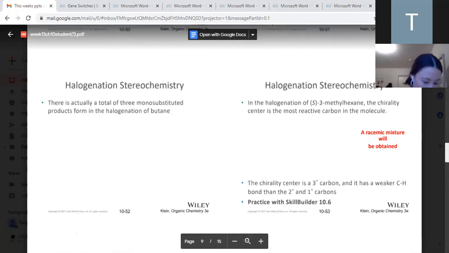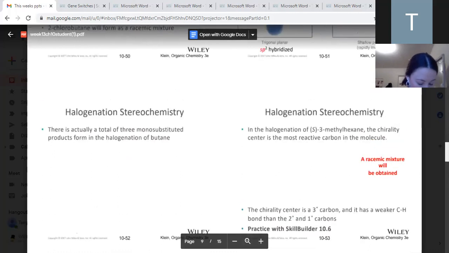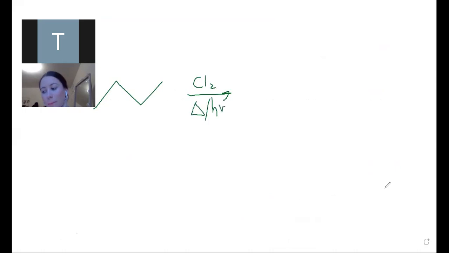So there's actually a total of 3 monosubstituted products formed in the halogenation of butane. I'm going to ask you this question real quick, we'll go to the whiteboard. If we were to take butane and do a radical halogenation, what are the 3 products you're going to get? I'll give you 30 seconds to work on this, and I'm going to hit pause on the record just so it doesn't take time.